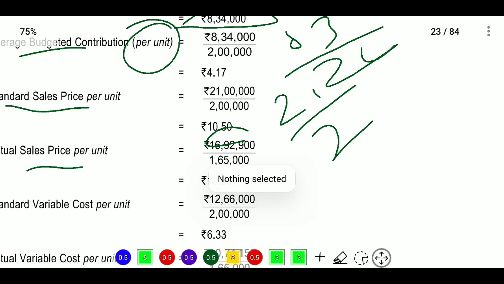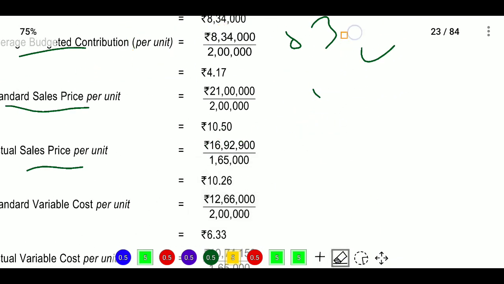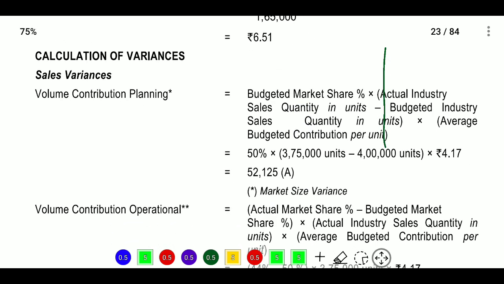Here these prices will be useful for calculations. We will take all the standard prices which are useful for calculation purposes. So we will see here. We will calculate the variances now.